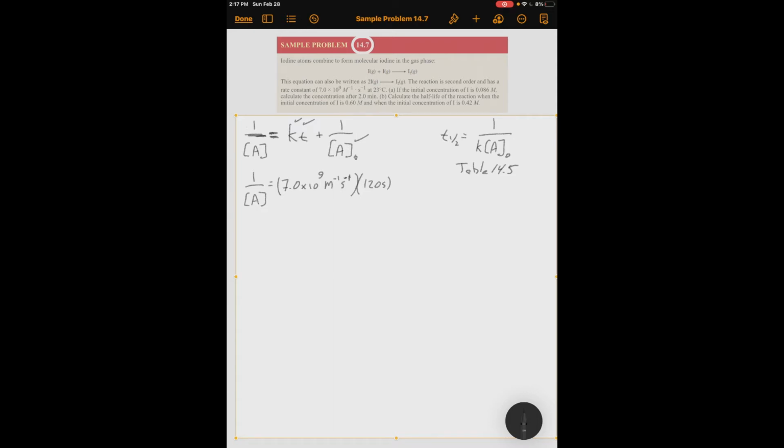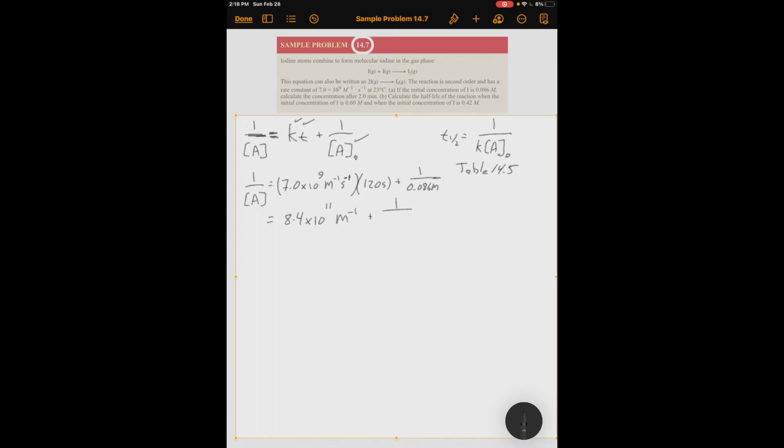So that's kT plus 1 divided, just be careful, right? It's 1 divided by the initial concentration. Okay, so you get kind of funky units here. 1 over concentration is molarity to the minus 1. Okay. So let's go ahead and do the calculation. 7.0 times 10 to the 9 times 120 is going to give you a massive number, 8.4 times 10 to the 11. The seconds are going to cancel, so you have molarity to the minus 1.